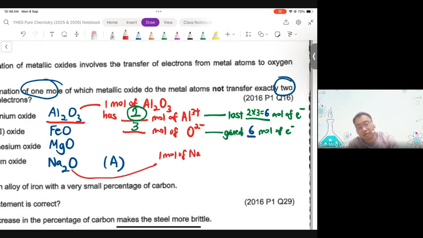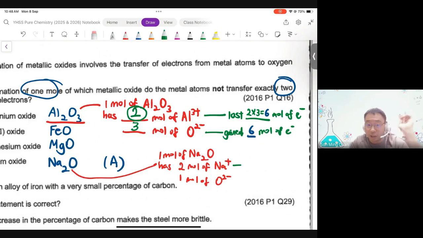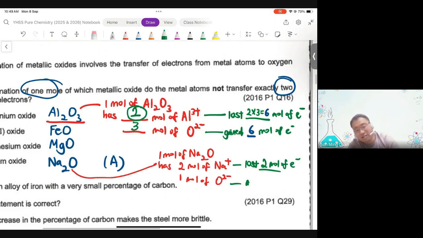Sodium oxide, 1 mole of Na2O has 2 moles of Na+, 1 mole of O2-. Sodium loses 1 electron, but there are 2 sodiums. So in total, they lost 2 moles of electrons. Oxygen, to form O2-, must have gained 2 moles of electrons. So Na2O did transfer 2 moles of electrons in total.